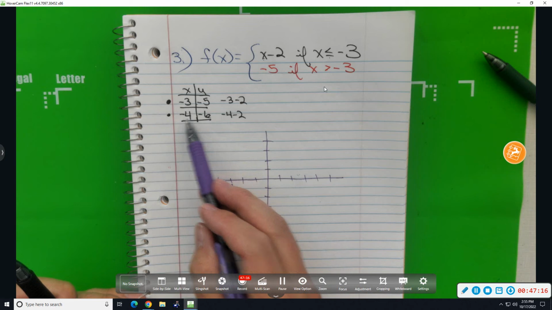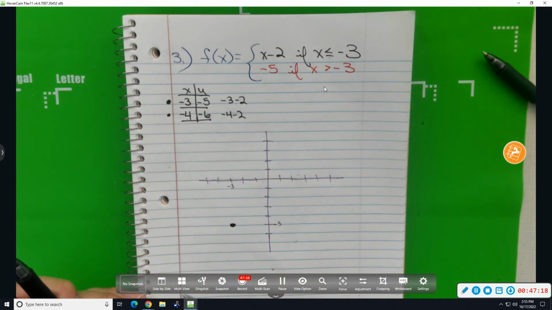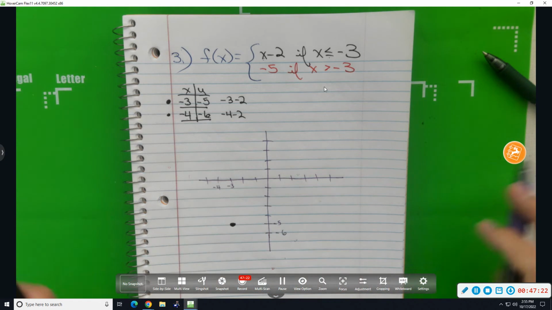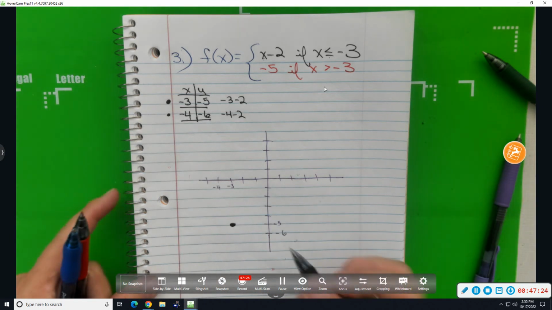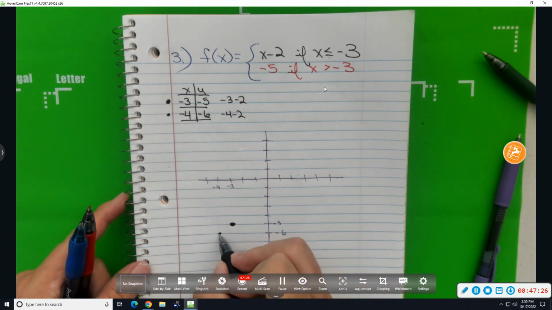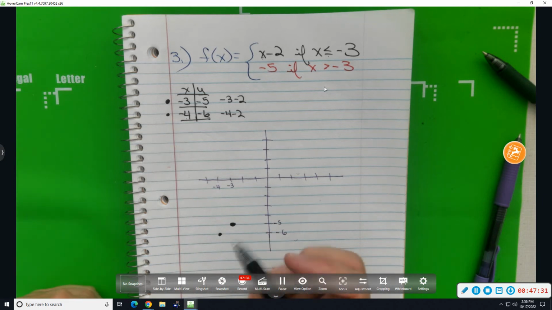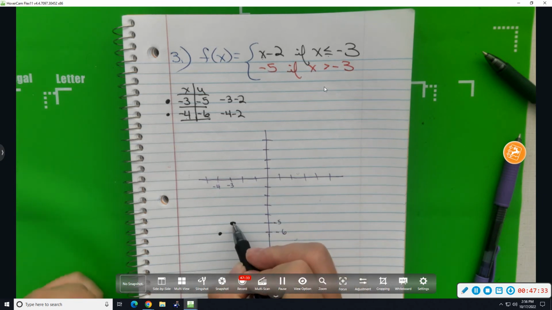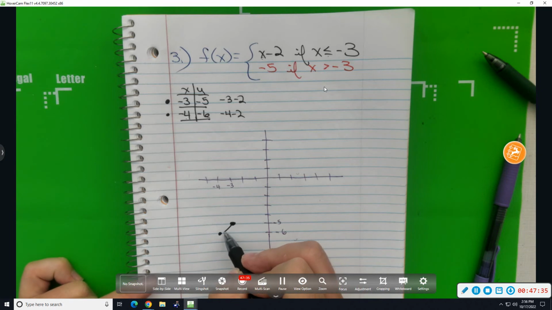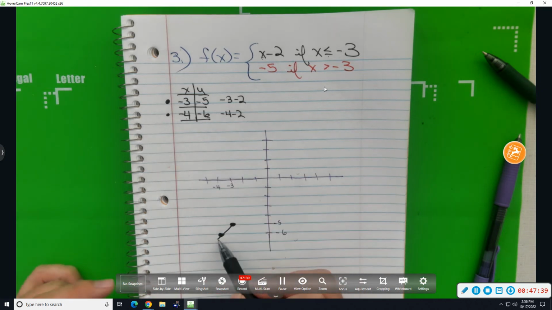The second point, negative 4, negative 6. So we go left 4, down 6. There's my second point. You start drawing at the cut point. You go towards the secondary point, the one that you found, that you chose on your own.